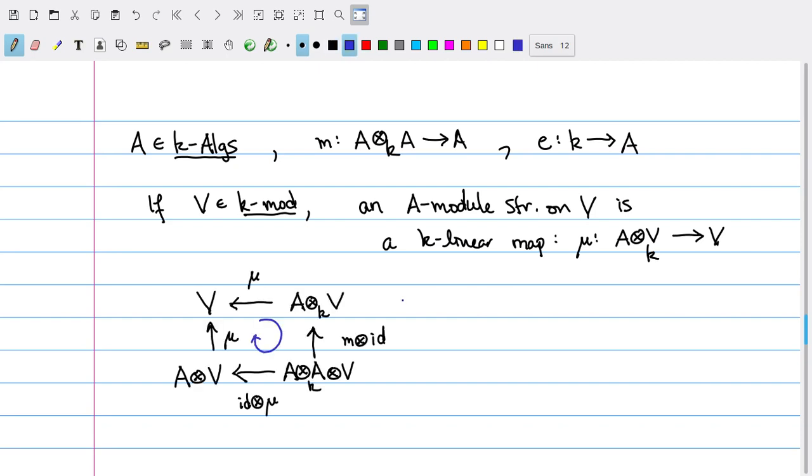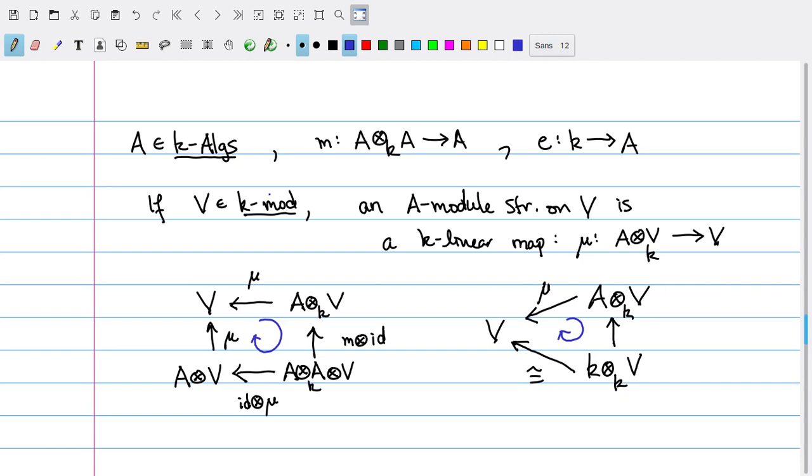In particular, commutativity of this first diagram ensures that the action of A on V is associative, and commutativity of the second diagram ensures that the action of the identity element on V is just the identity.